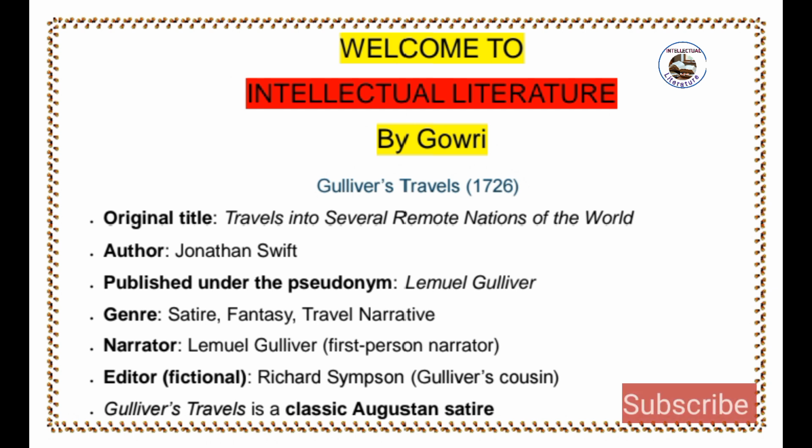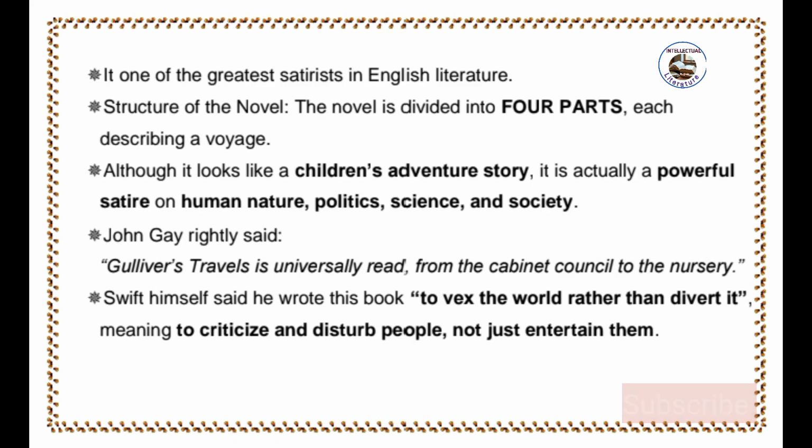This is a first-person narrative novel. Lemuel Gulliver was the narrator. Gulliver's Travels is a classical Augustan satire. Swift is one of the greatest satirists in English literature. The structure of this novel is four parts, each describing a voyage.